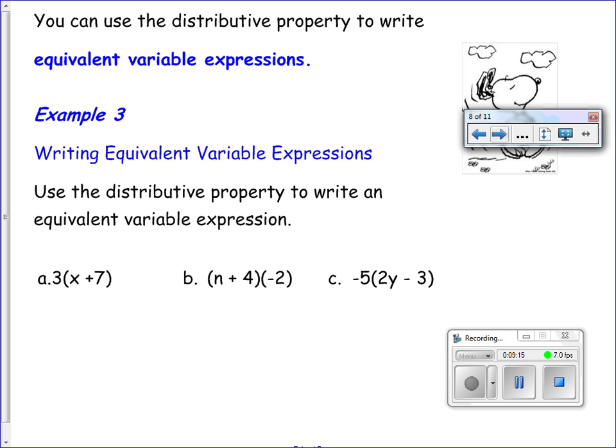So in A, we're going to distribute 3 to everything in the parentheses. So this is your final answer, 3x plus 21. This is an equivalent variable expression.